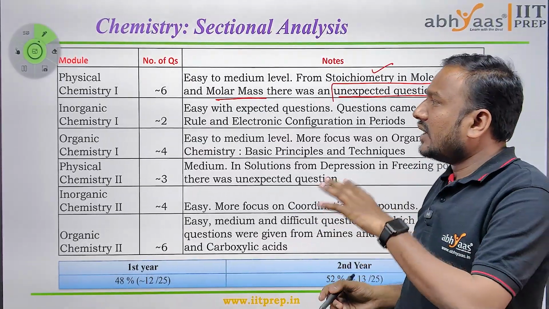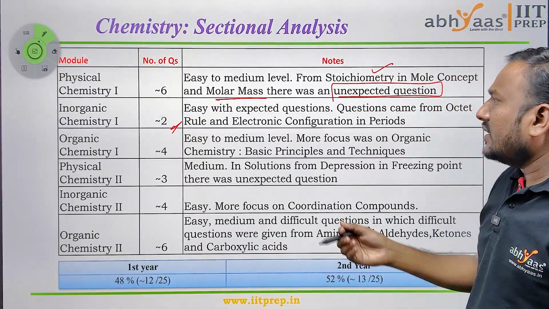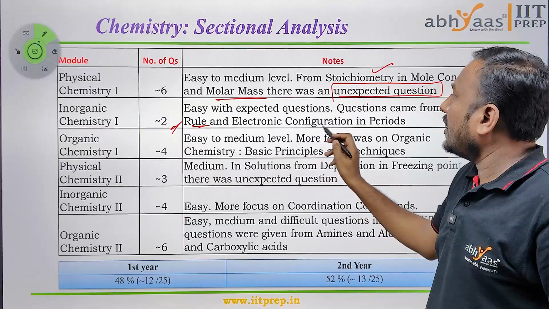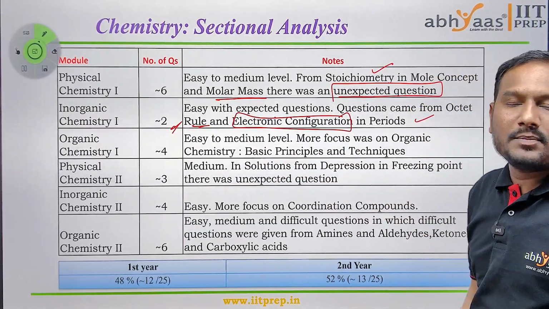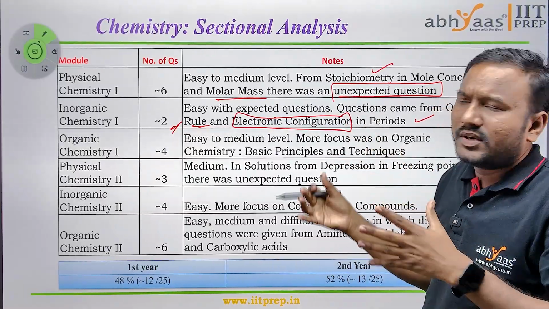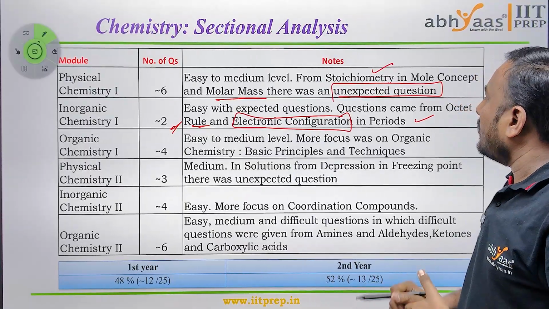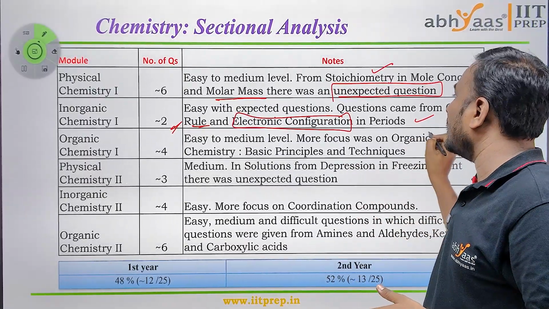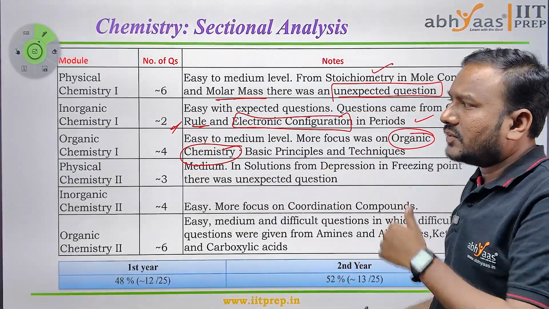And when it comes to inorganic chemistry, we have seen 2 questions. Those are easy type of questions from octet rule and electronic configuration in periods, and the remaining are easy to expected questions only. And in organic chemistry, basic principles and techniques, more focus was on Organic Chemistry 1.